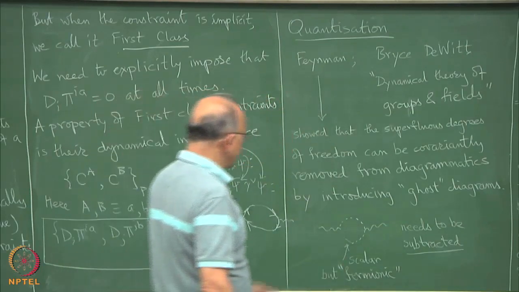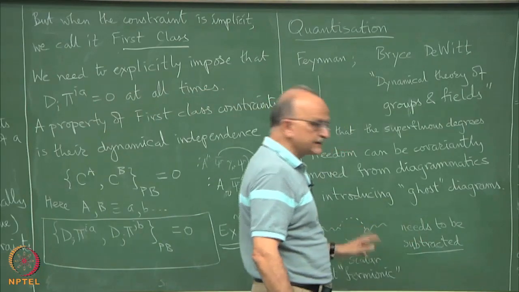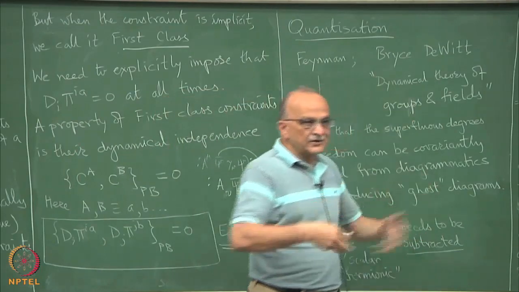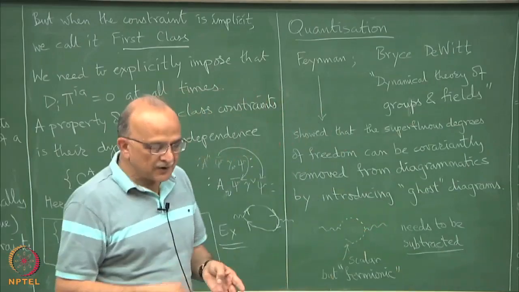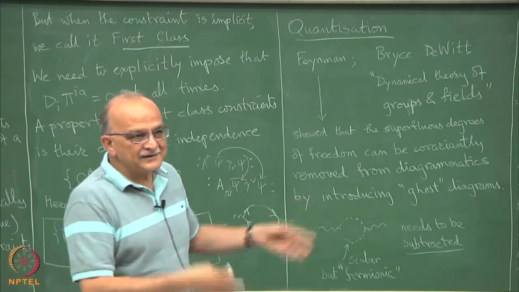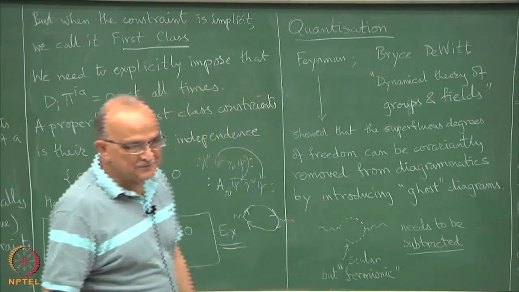Okay, and he probably didn't say it was a fermionic loop. He just said these need to be subtracted. Bryce DeWitt, in his own juggernaut way, just came to the point and said, okay, you need to put this and you need to put this, and he never realized that he had done the same thing.